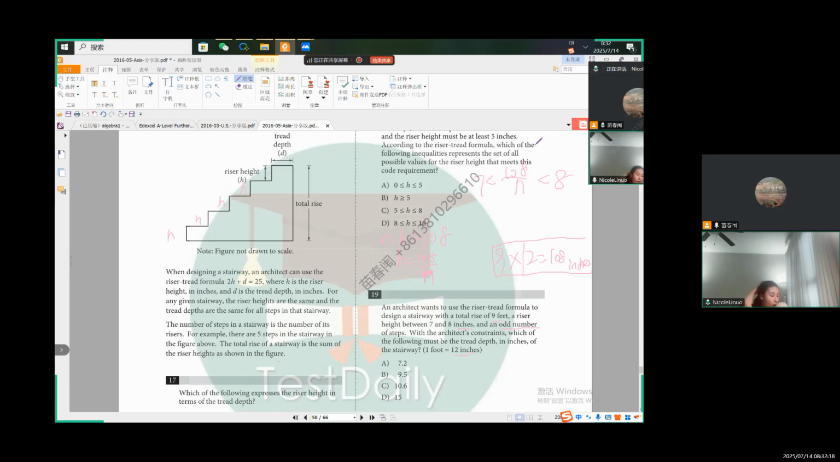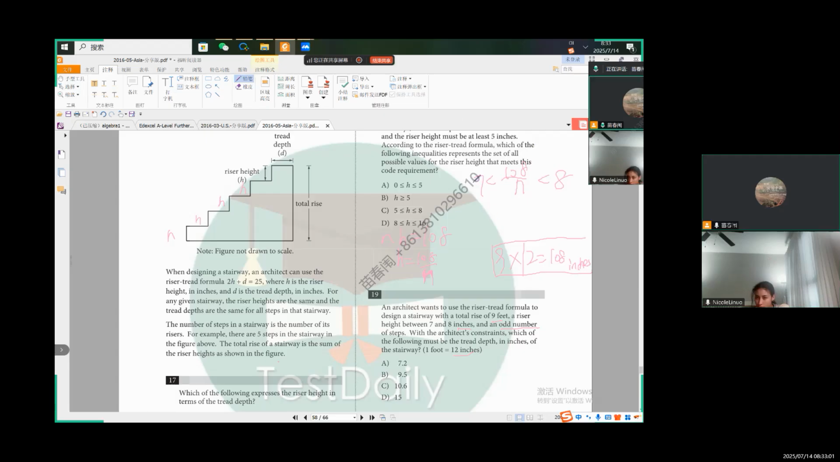Let me see. When designing stairs, you can use the rise tread formula. Yeah, you can use it, but still you don't know h. There is not enough information. Even if you want to use 7 and 8, it's not enough information to make the prediction. There are more than one answer. If you don't use n, you can't really find the right one. That makes sense? Okay.